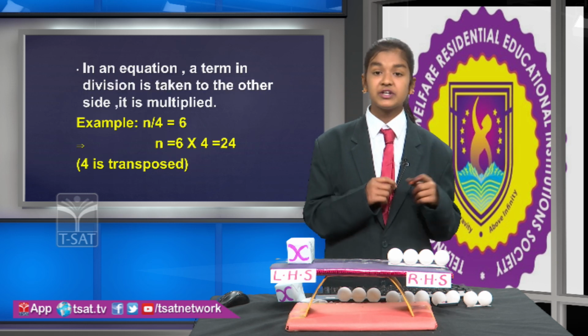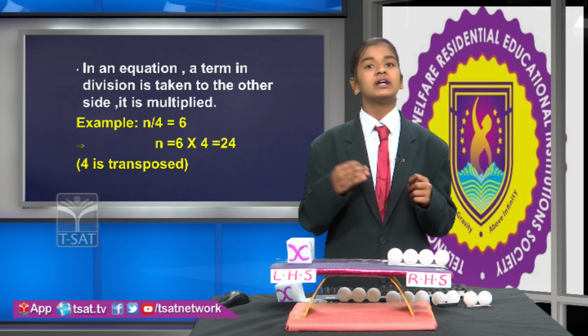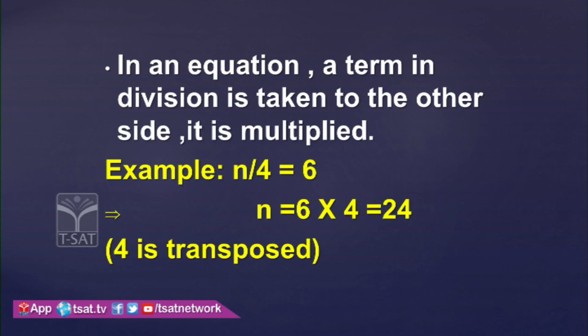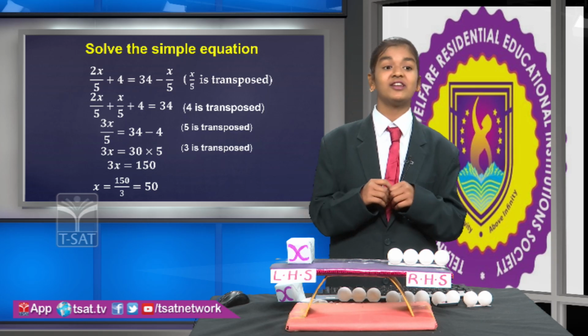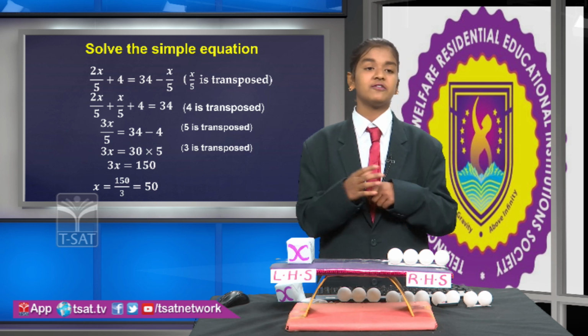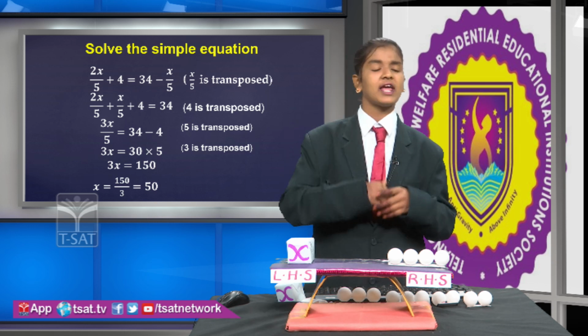And friends, in an equation, a term in division, when transposed to the other side, is multiplied. Let us see an example, friends. n by 4 equals 6. Then n equals 6, by 4 is transposed, it is multiplied. So n equals 6 into 4, which equals 24. So friends, now let us solve this equation using this transposition method. Friends, have a look at the slide, please.